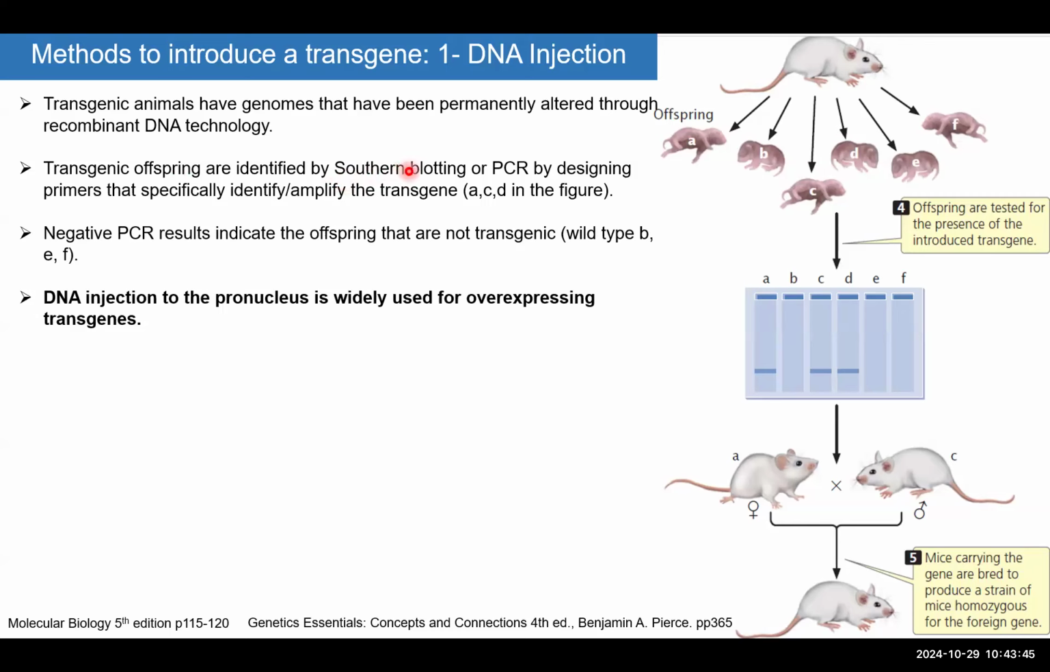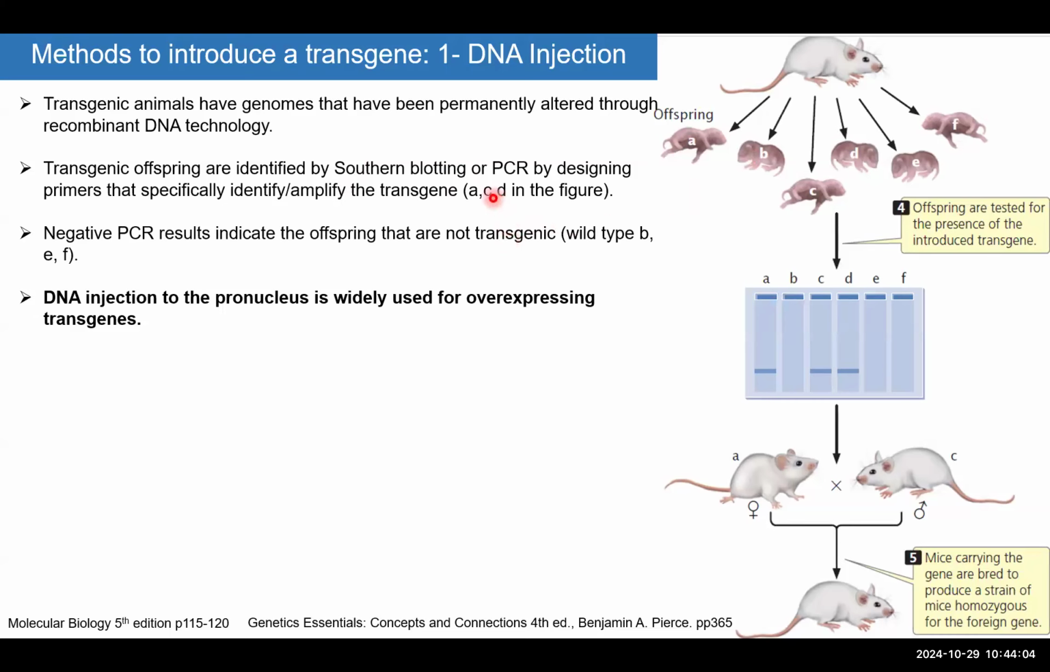So we discussed Southern blotting and we discussed PCR. So we can generate a probe that specifically picks that transgene, and we can use it in a Southern blotting, so we can identify which animal is transgenic and which one is not.